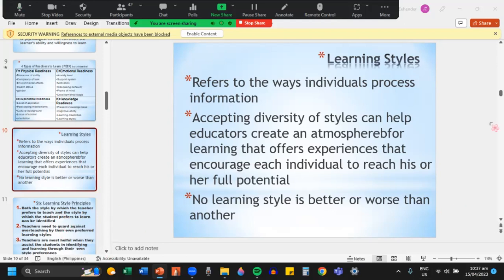In addition, no learning style is better or worse than another. To each his own. Just because someone doesn't like reading doesn't make a learner less of a person. So there should be no bashing involved when it comes to our learning styles.